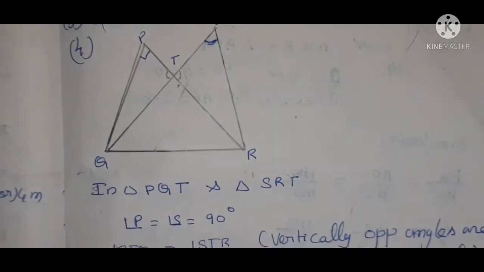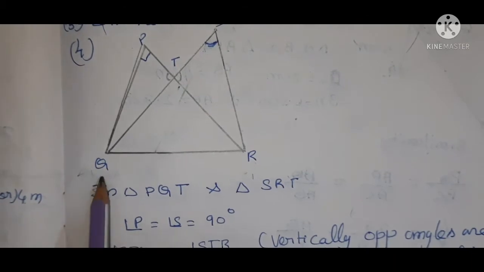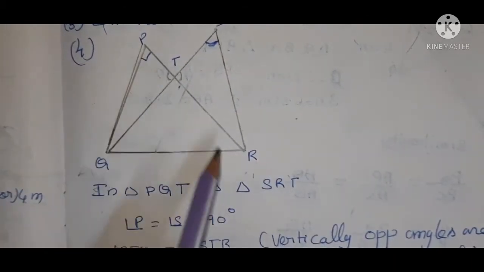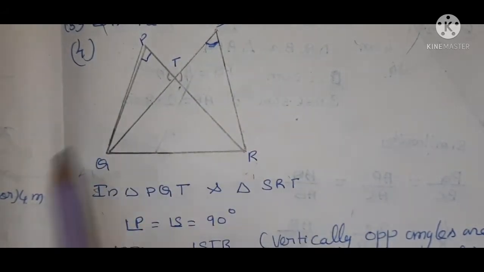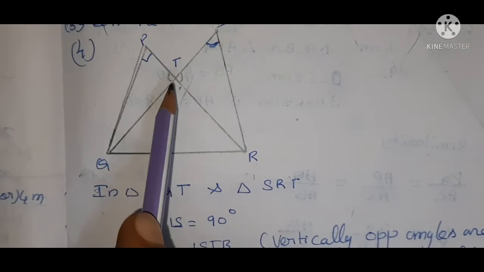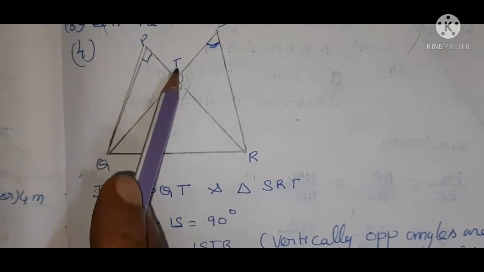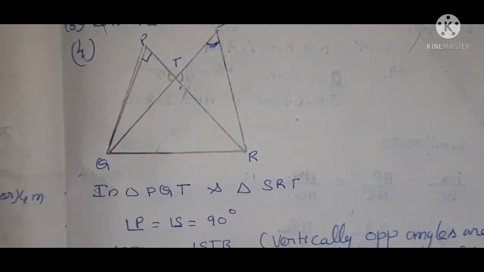Here, two triangles are given. PQR and SQR are on the same base QR. The sides PR and SQ meet at a point T. To prove: PT into TR is equal to ST into TQ.